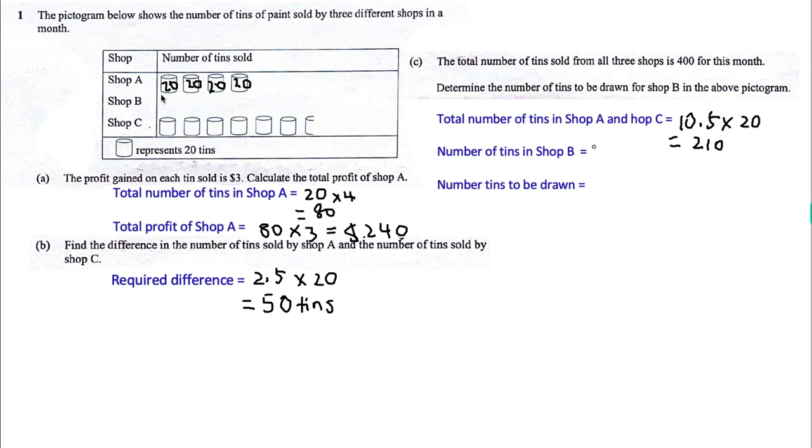So the number in shop B will be the total, which we have given as 400, right? Minus away 210. So that gives us 190. Now they want us to indicate the number of tins that we should draw. Now since one tin represented 20, therefore to find the number of tins that we have to draw, we need to take 190, which is the actual number of tins, divided by 20, which represents one picture in the diagram, and this gives us 9.5. So we need to draw 9.5 tins for shop B.